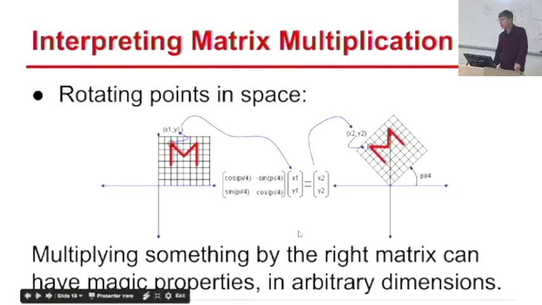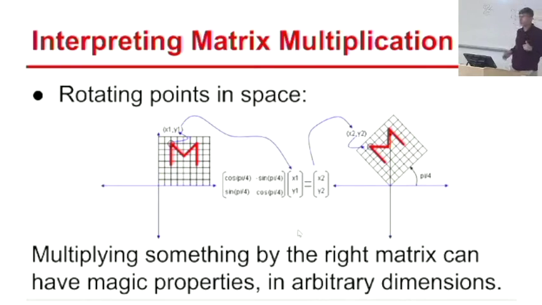So how do I rotate something in two dimensions? Well, I know how to do this. How do I rotate something in 200 dimensions? This I have a hard time thinking about. But it's basically just a generalization by analogy of the same kind of thing. Any questions? Okay, so that's rotations.